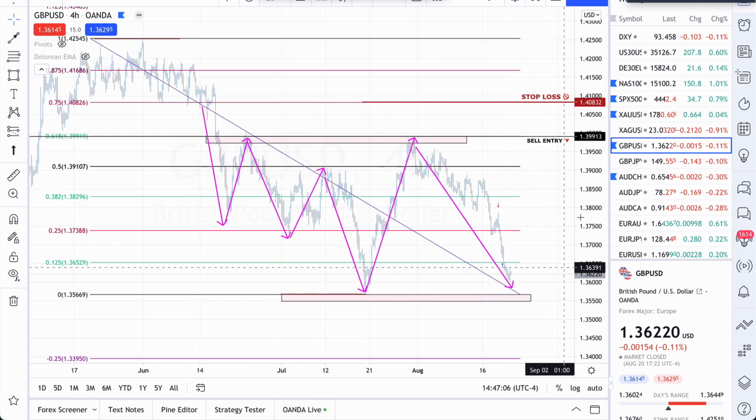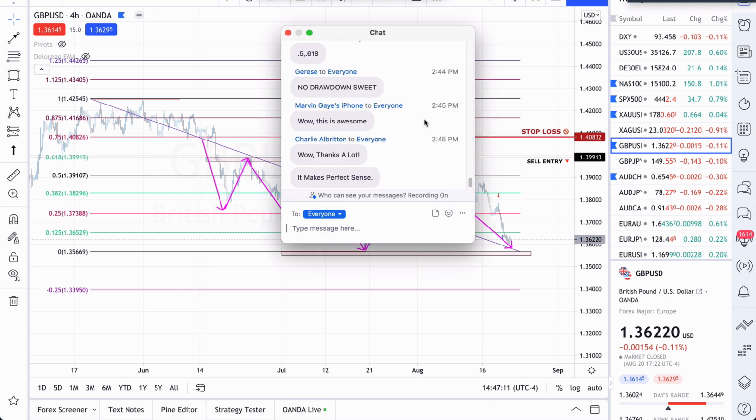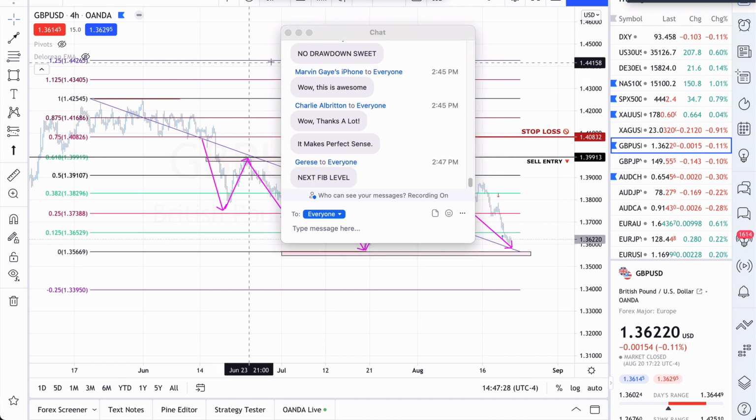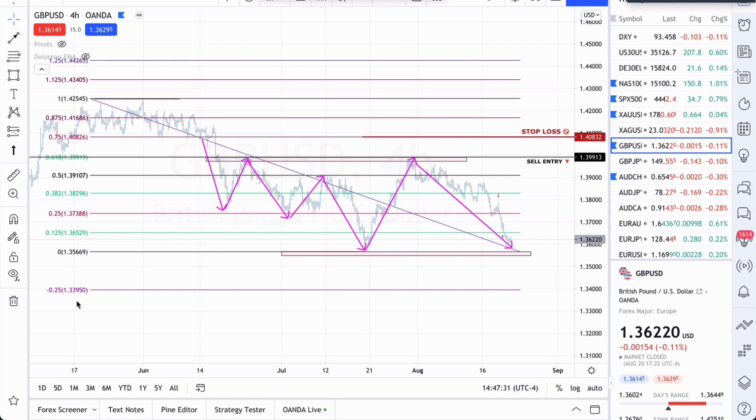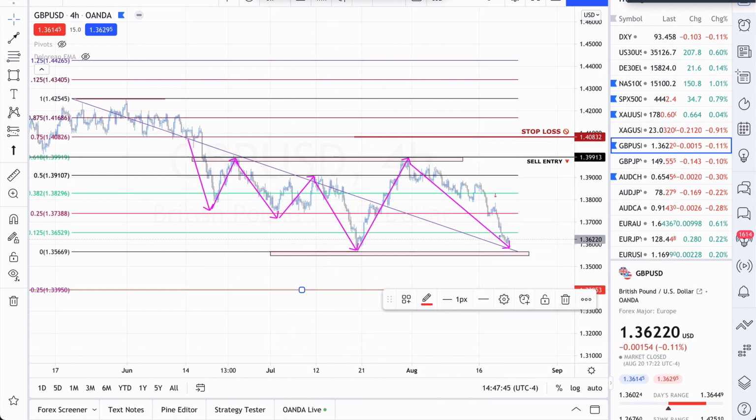If it breaks out, where's your target? Somebody tell me before I mark it. If it breaks out of this zone, where's the target? And don't worry about being incorrect. The next fib level, exactly. So our target on this breakout is the next fib level. So all I'll do is drop a line. There's the target. And that's a sell target because it's going down.